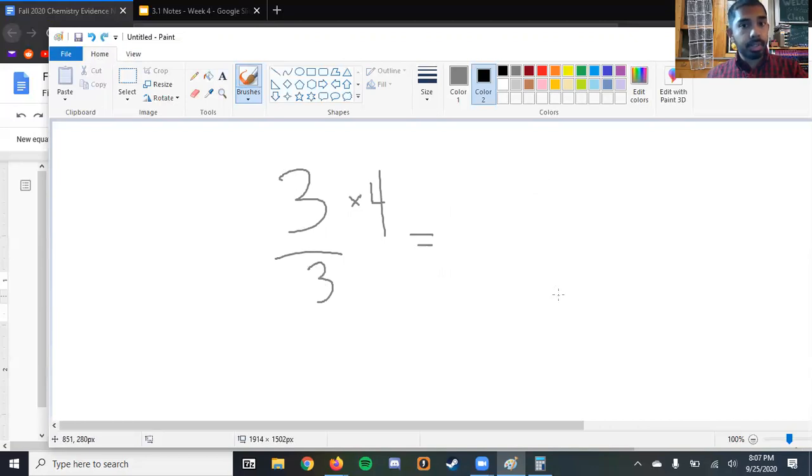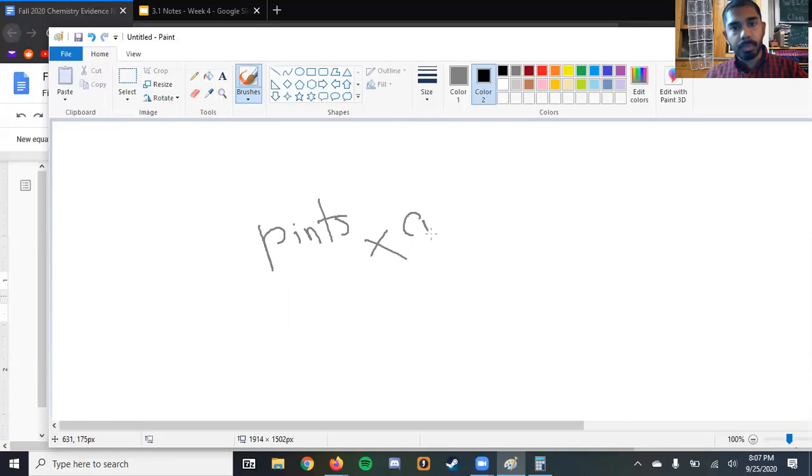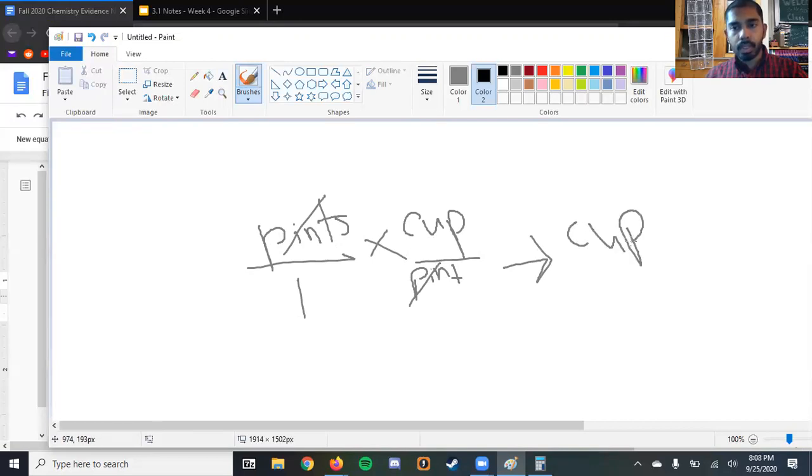And so it's the same thing with our units. If we have pints times cups over pints, we need to have them on opposite sides. Just imagine that there's an imaginary 1 right here. Pints here will cancel each other out, and our final unit will be in cups. So if we're trying to convert units into other types, you got to make sure the conversion factors are on opposite sides. That way they cancel each other out.